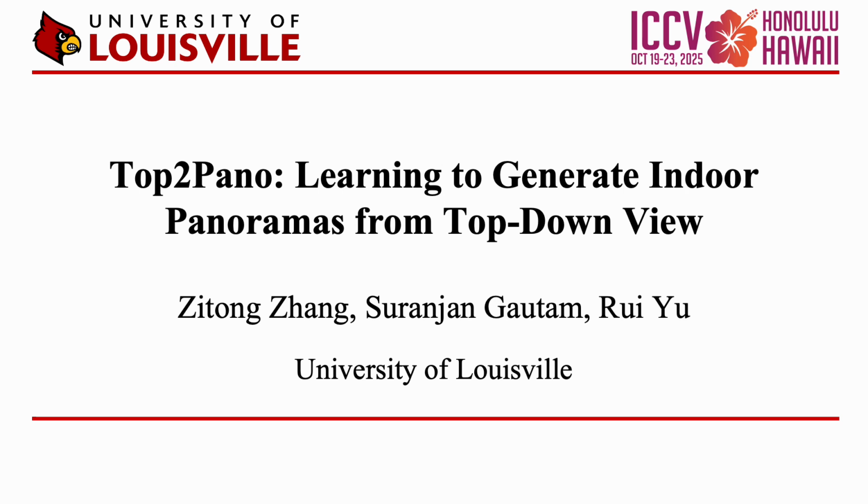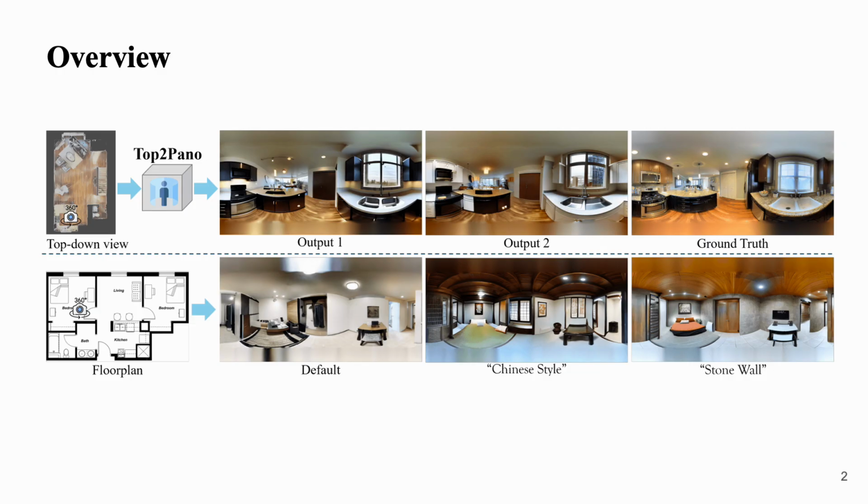I will present a paper, Top2Pano, published at ICCV 2025. Top2Pano turns a top-down image, like real top-down images or a floor plan, plus a camera position into a photorealistic, geometry-consistent panorama. From real maps, it produces multiple plausible, layout-feasible views approaching the ground truth. From floor plans, it enables style control like Chinese-style stone wall, while keeping geometry fixed.